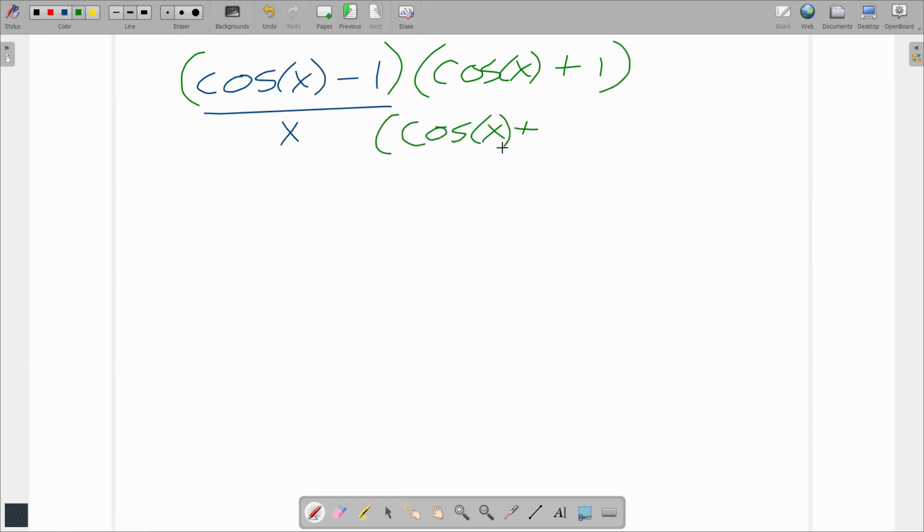So x cosine x times x plus x. Usually I don't distribute the bottom because the top is where my real trouble is. So I'm just going to distribute the top. Now this is a difference of squares. The middle terms are going to cancel.